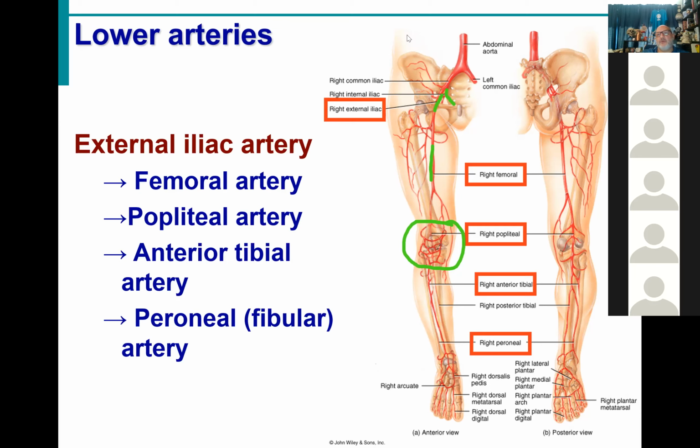Oh, that's why I have this. The one trick I did want to mention, it's not a trick, but your book isn't the best at noting. As you notice, when the external iliac branches into the femoral, it also branches into a blood vessel that basically goes deep along the bone of the femur. Your book actually refers to it as the deep artery of the leg.